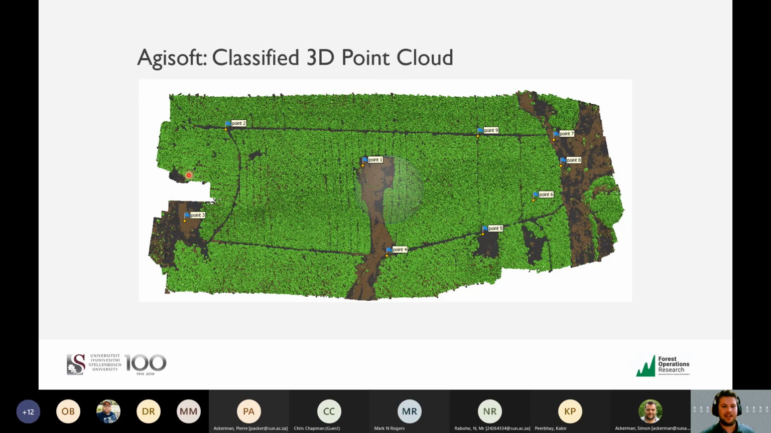Here is a glimpse of a classified dense point cloud created in Agisoft. And as you can see, these numbers are the georeferencing that took place. And as you can see, the different colors in here, the green, brown, and gray, are the classification of this site.